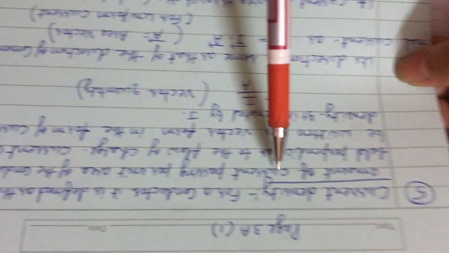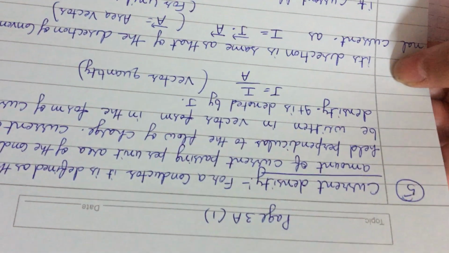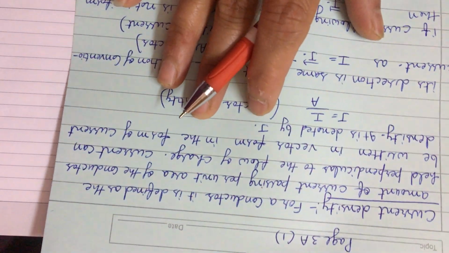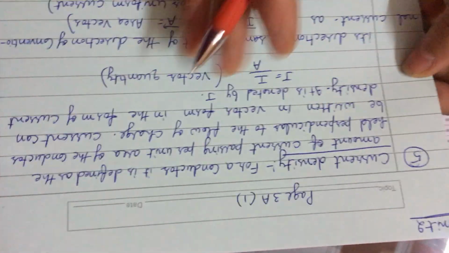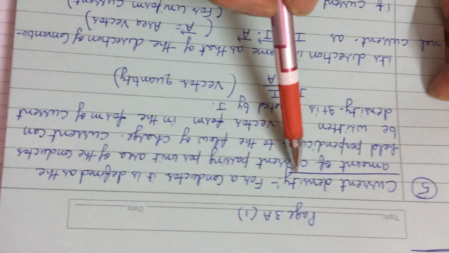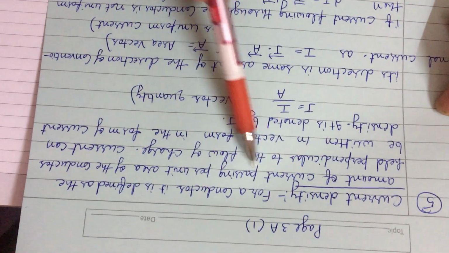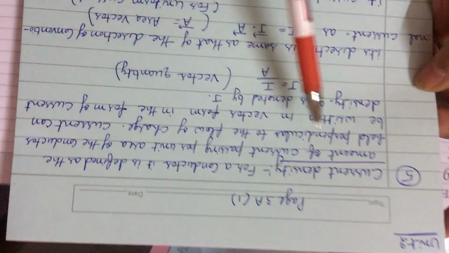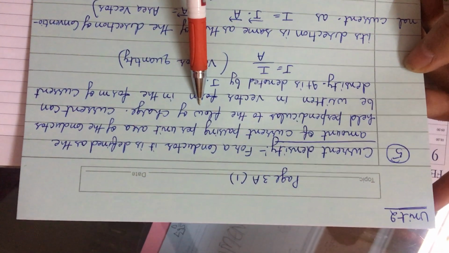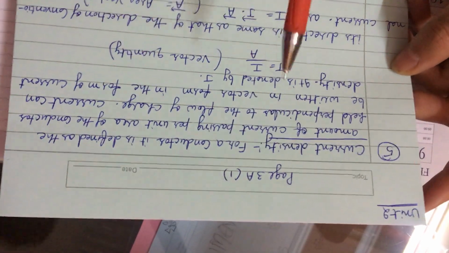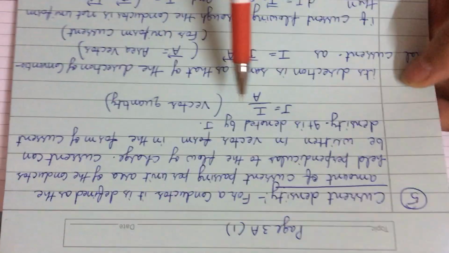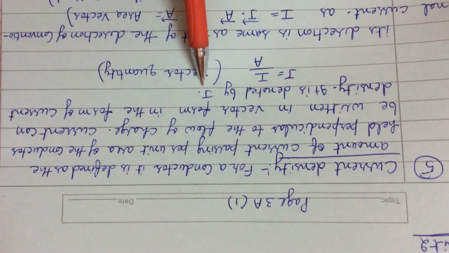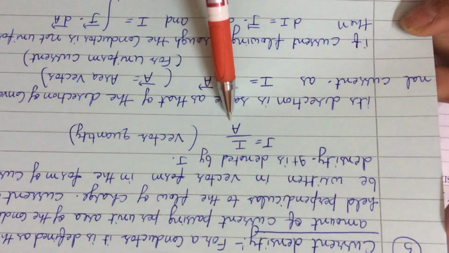Current density, another very important term. We consider that current is a scalar quantity. Either it has two directions, conventional or electron current, but it is a scalar quantity. Now this is the new term called current density. This is the amount of current passing per unit area of the conductor perpendicular to the flow of charges. In simple form, we can say that current density is a way of writing current in vector form, denoted by J. How do you define it? Current upon area.